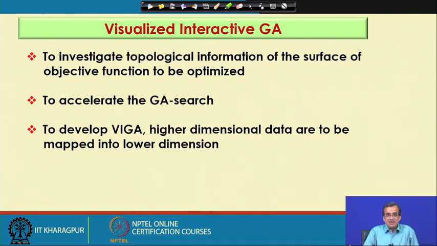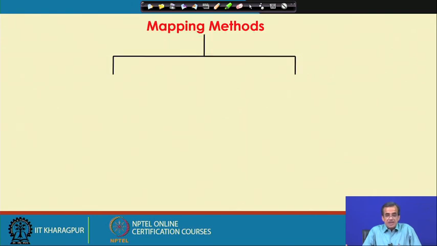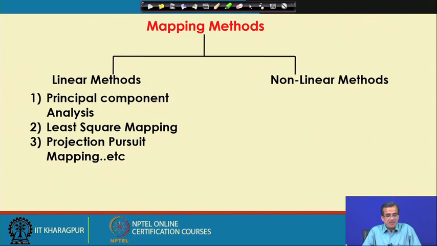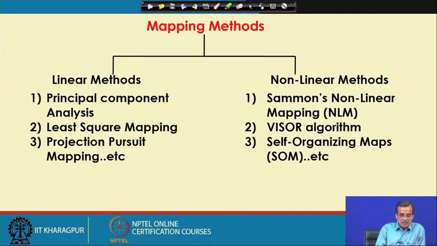Now, as I mentioned, to develop this visualized interactive GA, we will have to use a few methods which will help us map the higher dimensional data to lower dimension for the purpose of visualization. If you see the mapping methods, we have a large number of methods available. For example, we have a few linear methods like principal component analysis, which is very popular, then least square mapping and projection pursuit mapping. These are all linear mapping methods, and here we will be getting 1:1 mapping.